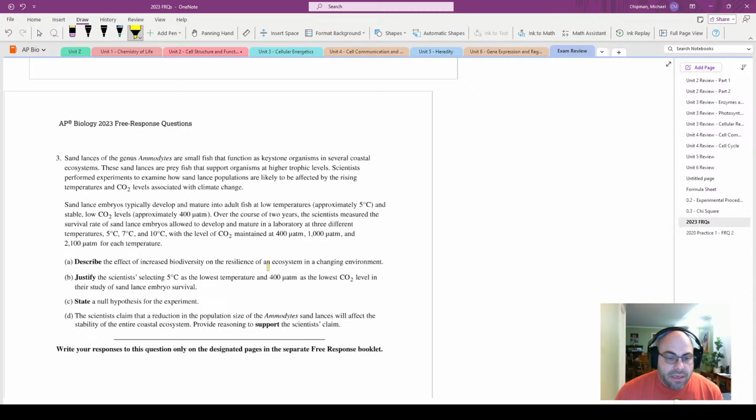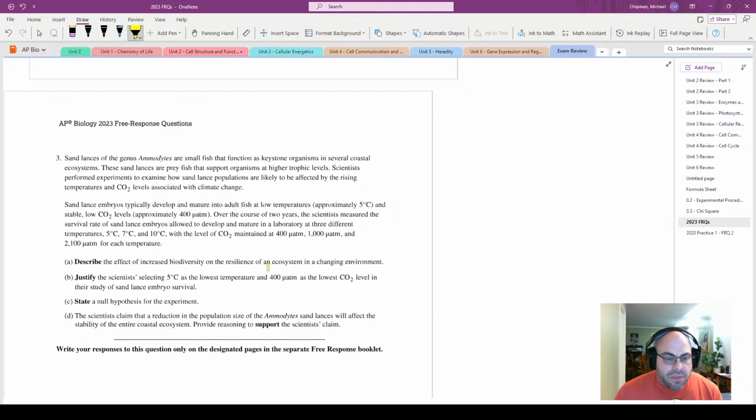Justify the scientists selecting 5 degrees Celsius as the lowest at 400 micro ATMs is the lowest. And so then you may need to go up there and read the prompt, right? I'm not going to answer this question because I haven't looked at it at all.